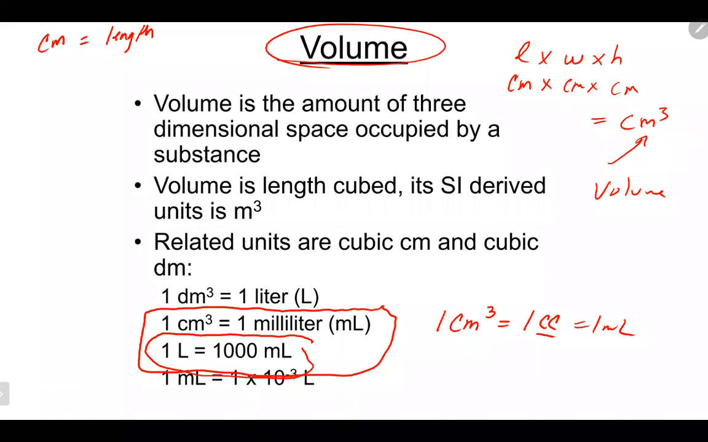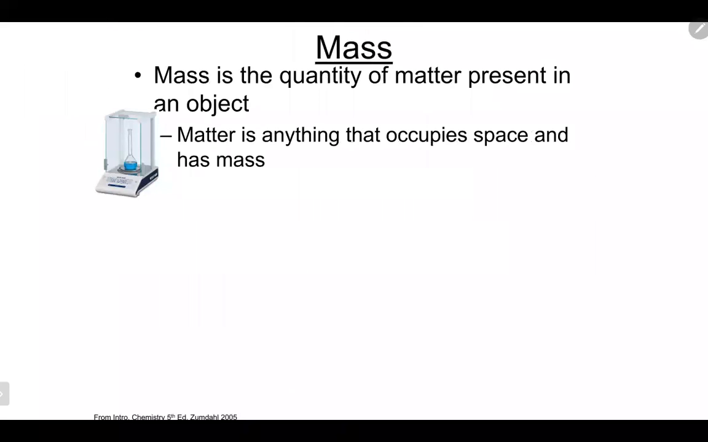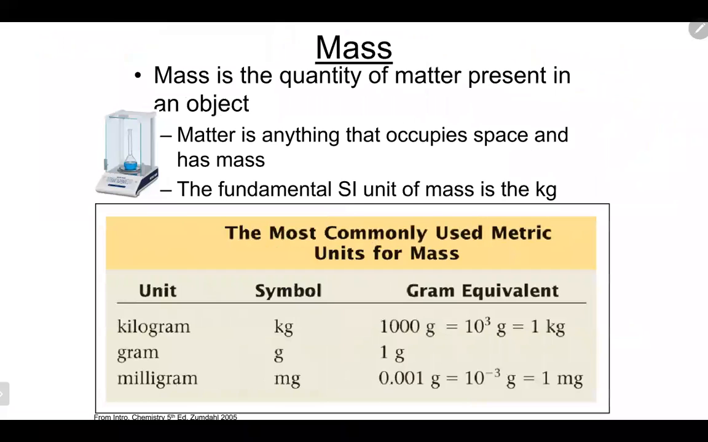All right. Now let's talk a little bit about mass. Mass is the quantity of matter that is present in an object. Matter is basically anything that occupies space and has mass. The fundamental unit of mass is a kilogram. And again, some very common units of mass that we come across a lot here that you do need to know. This one right here is a good one: 1,000 grams in a kilogram. That is something that we see a lot.